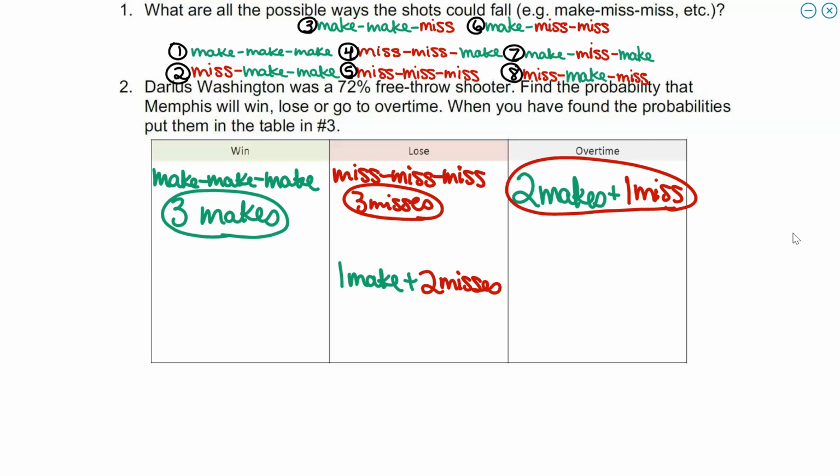So I want you just to multiply those together, and then we'll multiply it by the 3. So what is it if I just multiply 0.72, 0.72, 0.28? 0.145. Now I need to take that, because that's the probability of just 1 way of 2 makes and a miss, but we have 3 ways of that happening. And so what would that be? 0.435.